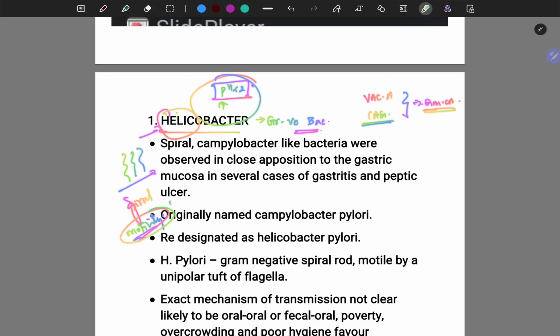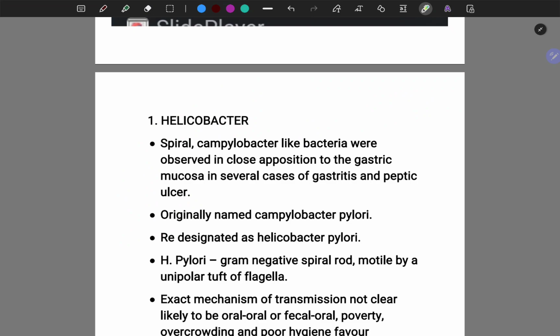And with respect to the culture medium, it is Skirrow's medium, and the H. pylori regimen, we all know. So that is a very important point. Now we go into the discussion.